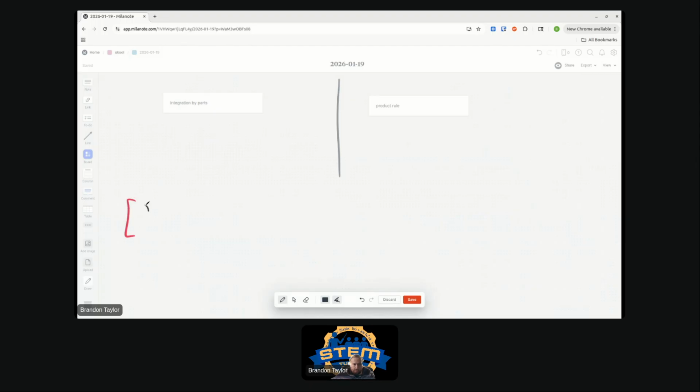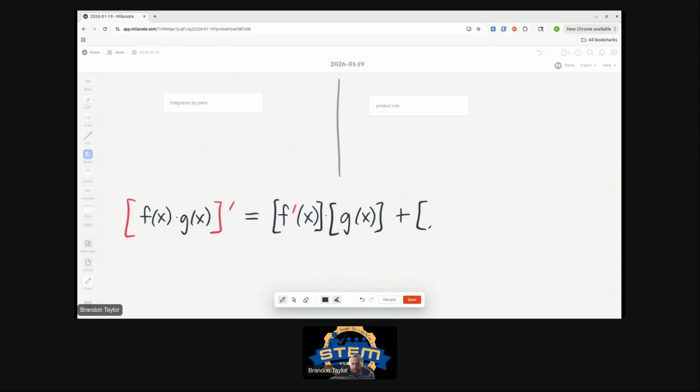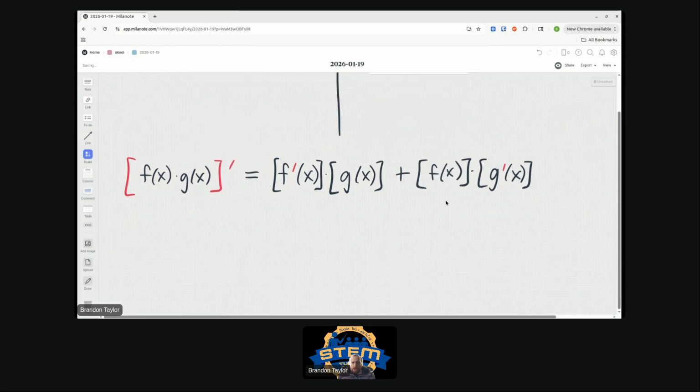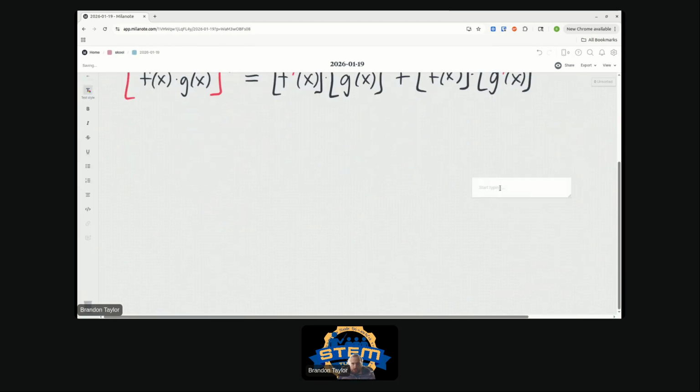Let's start with the product rule. If you have f of x times g of x, some function times another function, and you take the derivative of them both, what do you do? You take the derivative of the first one, f prime of x times g of x, plus f of x times g prime of x. Basically, derivative of one, leave the other, plus derivative of the other, leave the one. This is the normal product rule that we all know for derivatives.